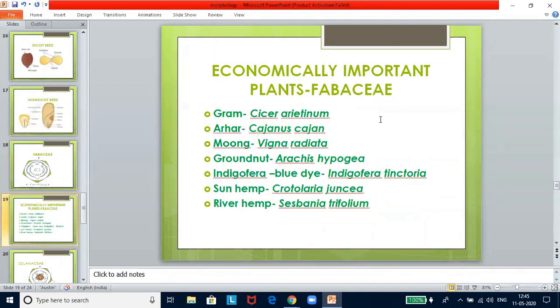If you look at gram, it is Cicer arietinum, arhar is Cajanus cajan, moong is Vigna radiata, groundnut is Arachis hypogaea. Indigofera is a dye plant from which you get the blue dye, and that is called botanically Indigofera tinctoria. Sun hemp is Crotalaria juncea, and river hemp is Sesbania. So please make a note of this. I give you time.